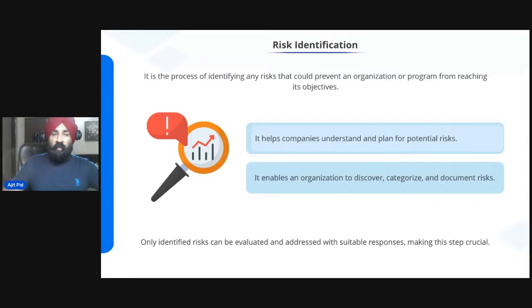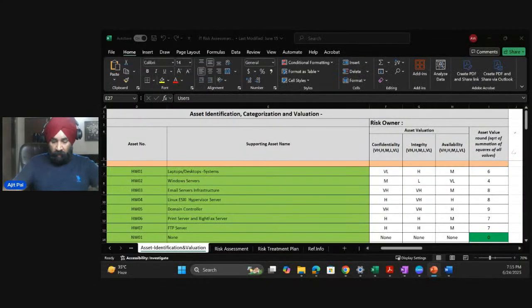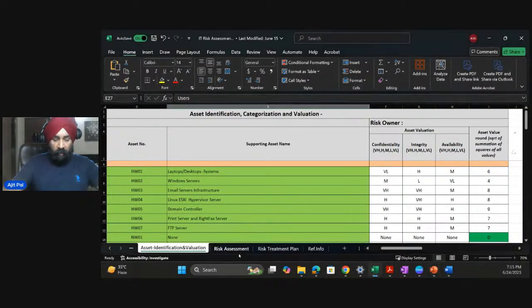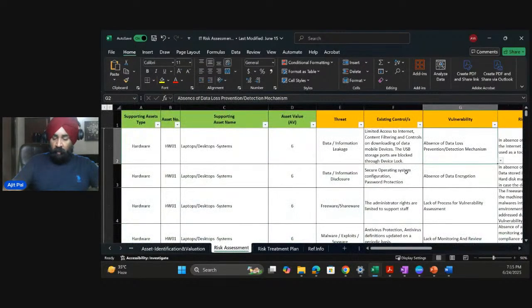But before you identify the risk, you need to identify the threats and vulnerabilities. This risk identification helps you in understanding and planning for the risk. So you can see it over here, let me show you an example. Once you identify the assets, you have to identify the threats and vulnerabilities, because risks exist because of threats and vulnerabilities. Without threats and vulnerabilities, risk can't exist.